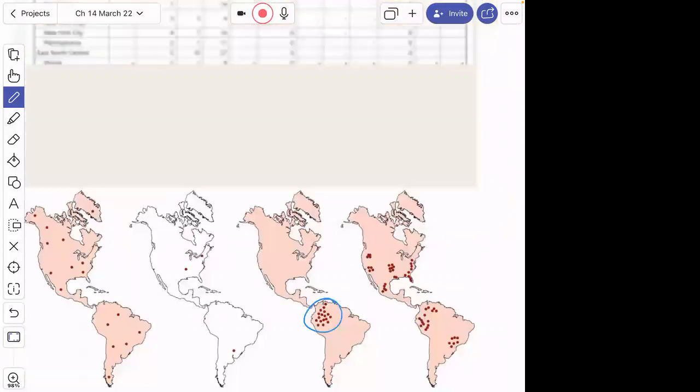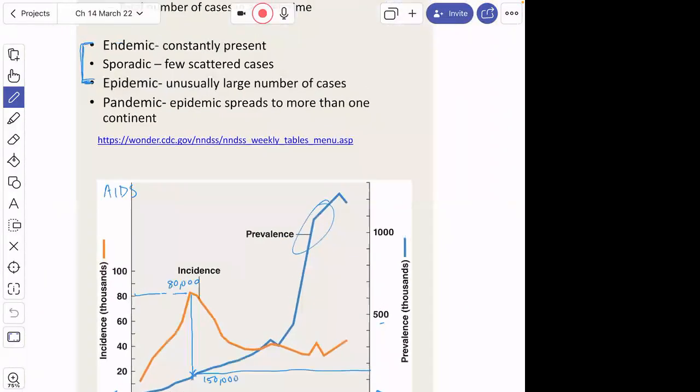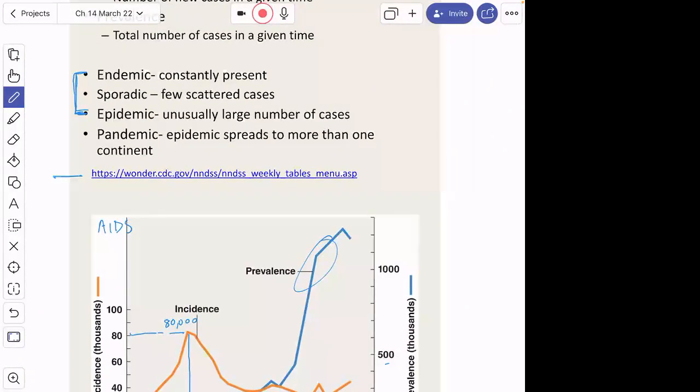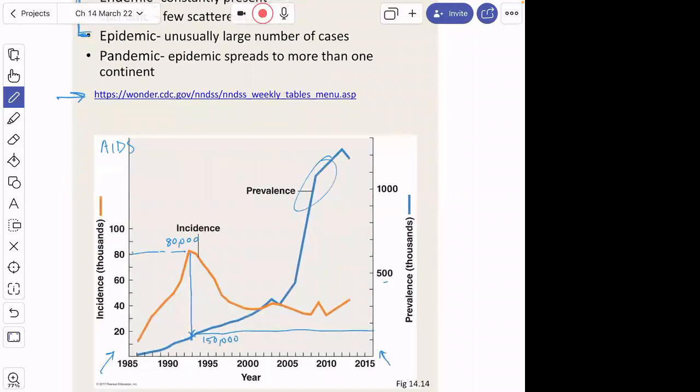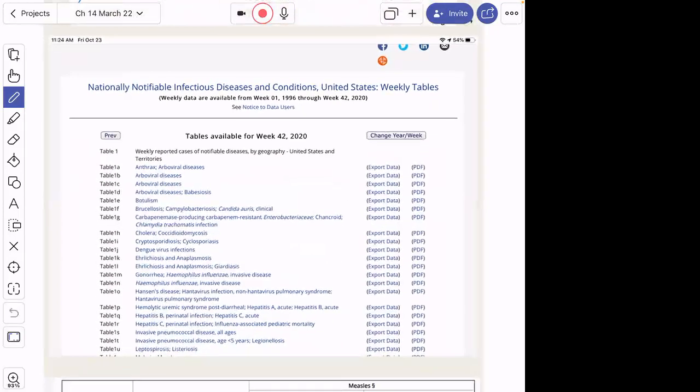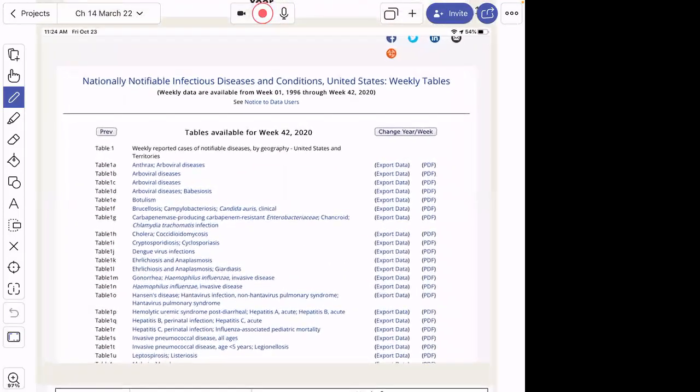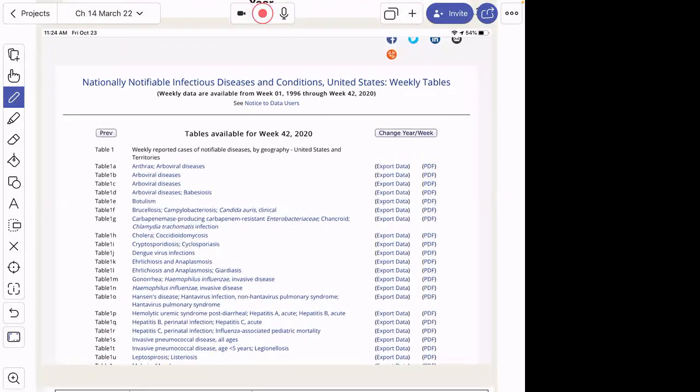Well, I didn't post these, but I did post this link right here to the CDC website. And I just did a screenshot here, and I accidentally took the screenshot from last fall, but this page is the same. This is just a partial list of notifiable diseases. And I noticed that there's a list of all of them in your book in chapter 14, so I could have just posted that. But you can go to the website.